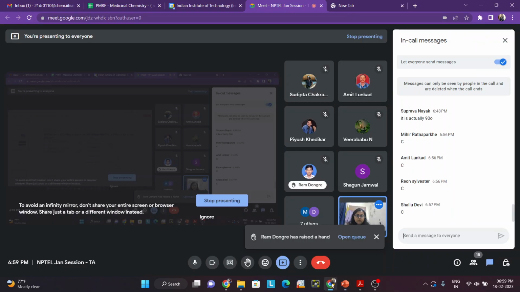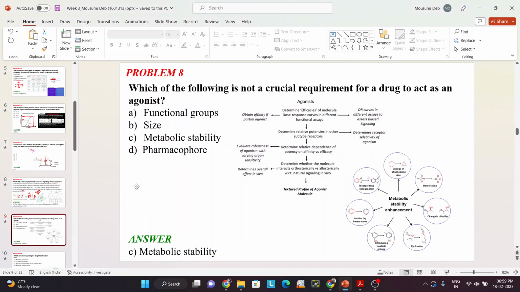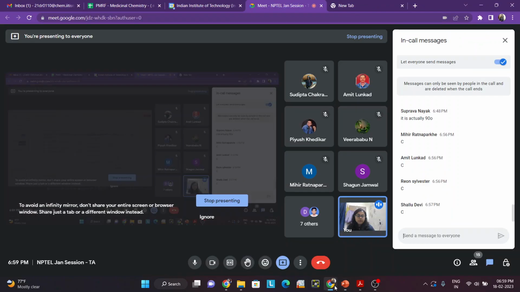And somebody has raised a hand, so you can write in the chat box what your query is. Okay, so I will say what a pharmacophore is. A pharmacophore is a crucial part of a drug molecule. In a drug molecule there will be a group which is very important for the activity of that drug, which is called the pharmacophore. Later in the course, we will discuss more about pharmacophores. So you don't have to think about it right now.